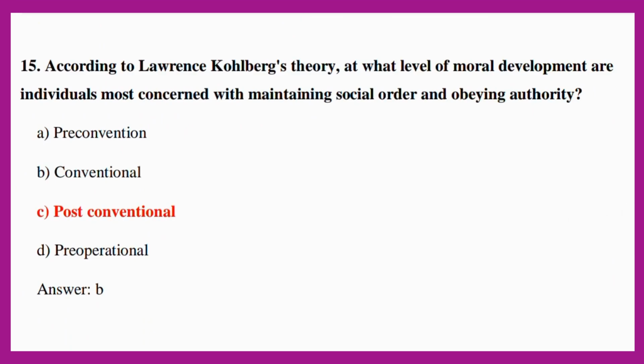Question number 15. According to Lawrence Kohlberg's theory, at what level of moral development are individuals most concerned with maintaining social order and obeying authority? Option A, pre-conventional. Option B, conventional. Option C, post-conventional. Option D, pre-operational. Correct option is option C, post-conventional.